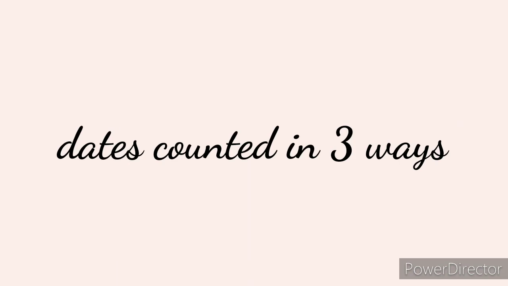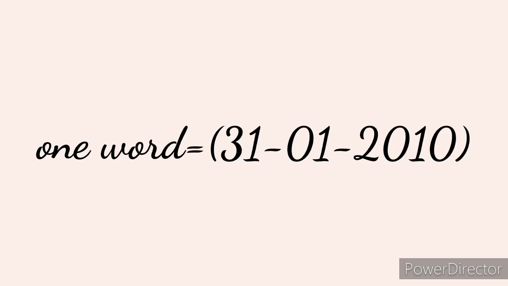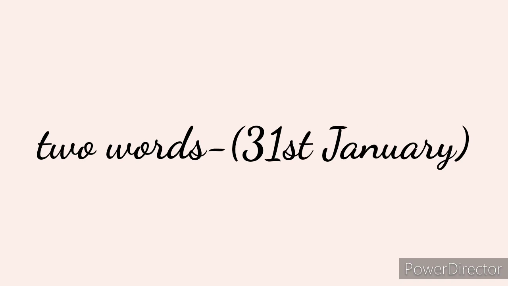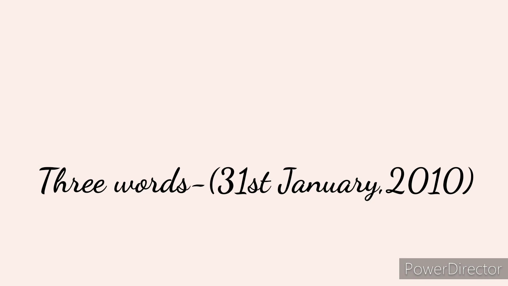Symbols and abbreviations are always counted as one word, for example BC, AD, and so on. Dates are counted in the following manner, as one word, two words, and three words. For one word, you write the full date in numbers, such as 31/01/2010. Two words, like 31st January, and three words, such as 31st January 2010.